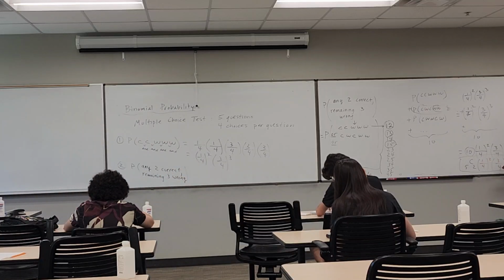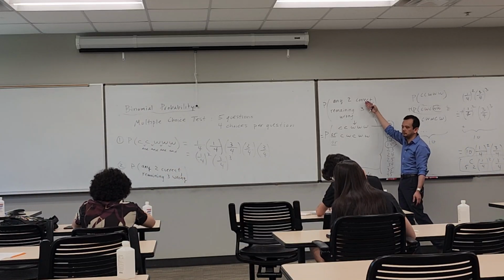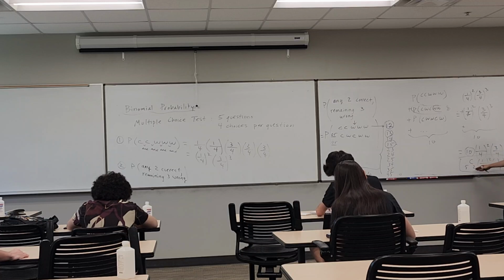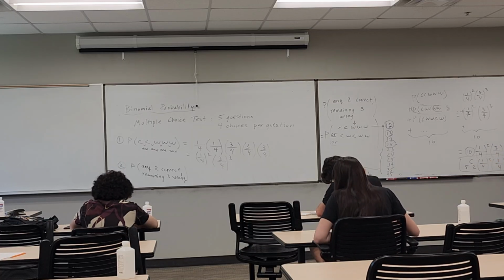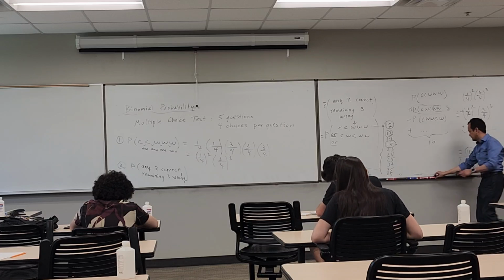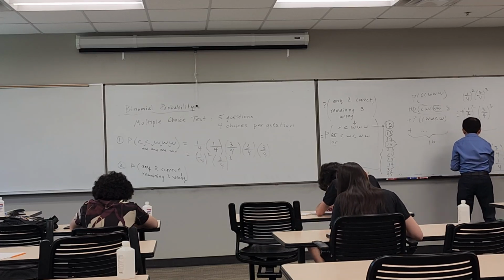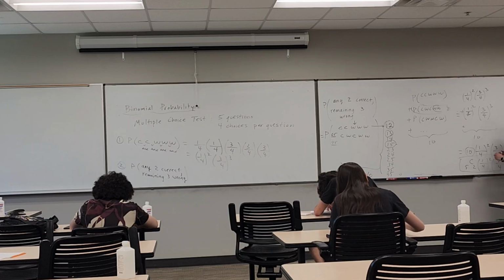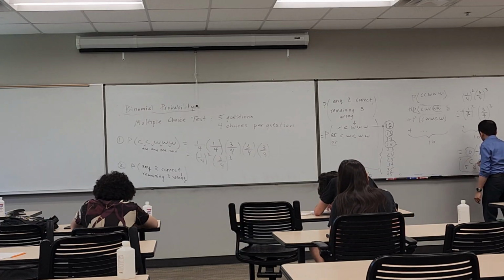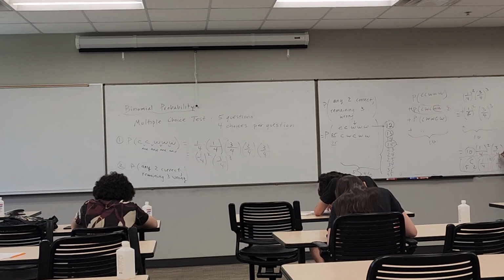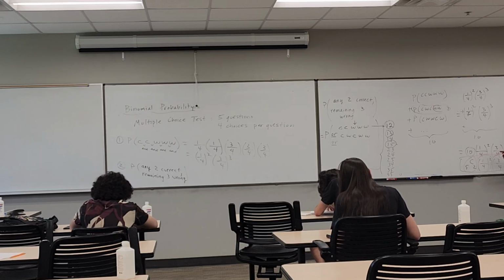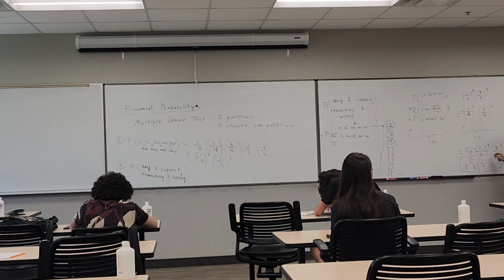So this represents the probability of getting any 2 questions correct and the remaining 3 wrong. So this is the final expression. The final answer, you notice, has 3 components associated with it. Let's start with this middle component first. It represents the, quote, success component.